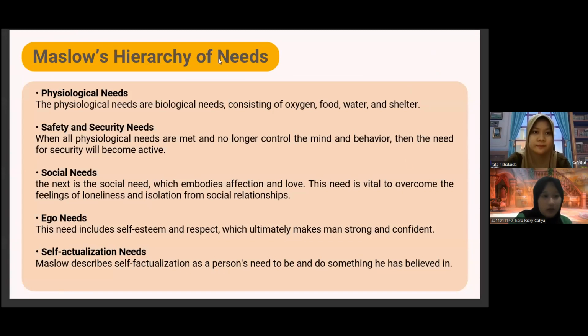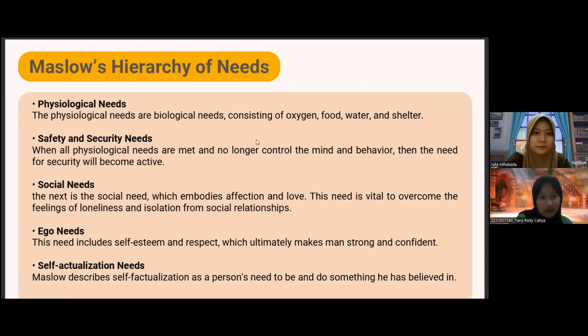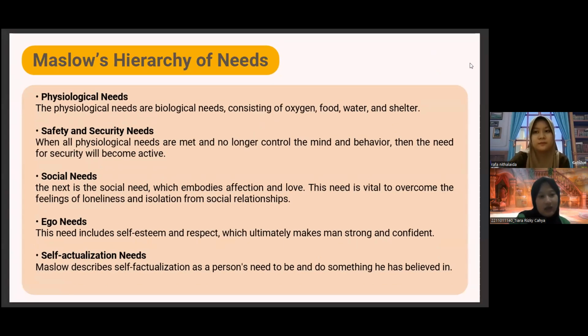Okay, so the next one is Maslow's hierarchy of needs. The first one is physiological needs. Basically, the physiological needs are biological needs consisting of oxygen, food, water, and shelter. And then the second one is safety and security needs, which is when all the physiological needs are met and no longer control mind and behavior, then the need for security will become active.